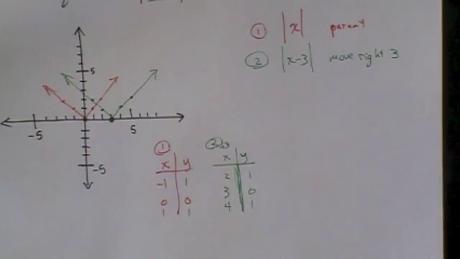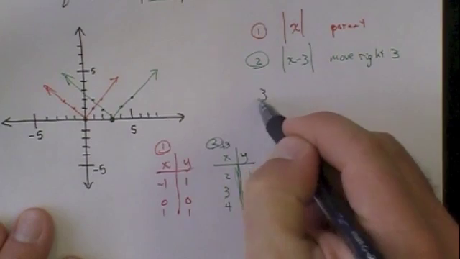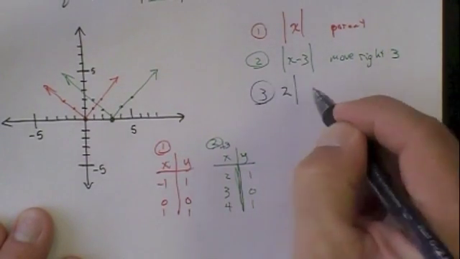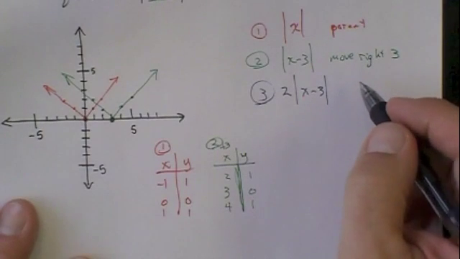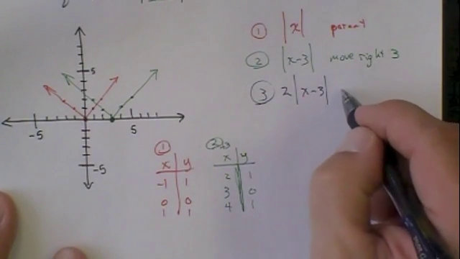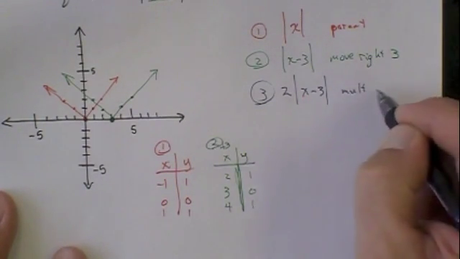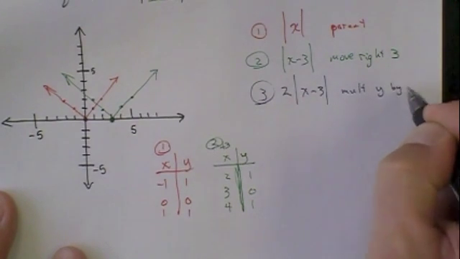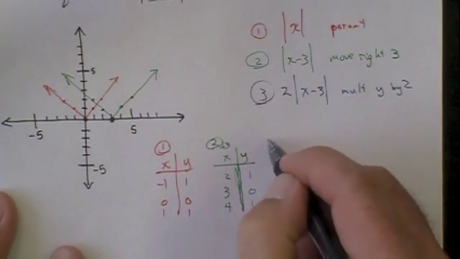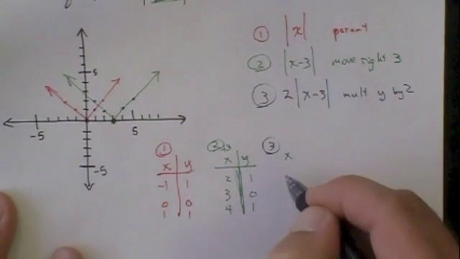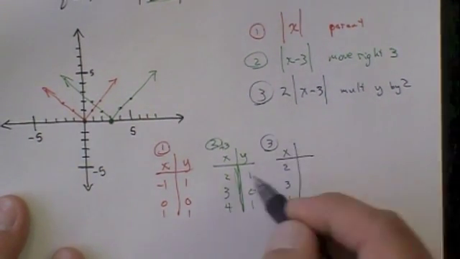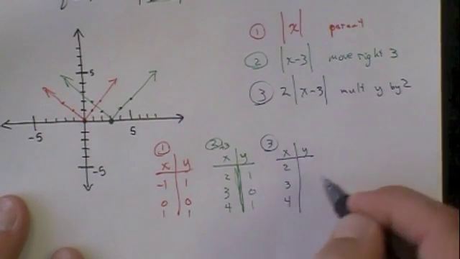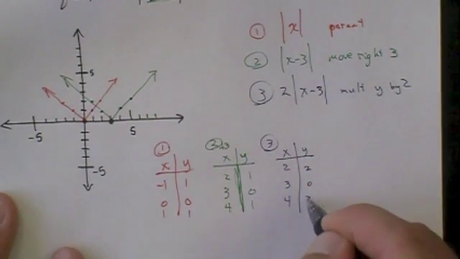Now this next part, we're going to take 2 times that value. Now this is going to multiply all the y values by 2. So looking at this step, here's number 3. X's are staying the same. We're still at 2, 3, and 4. Now we're multiplying each of these by 2 for our y values, 2, 0, 2.